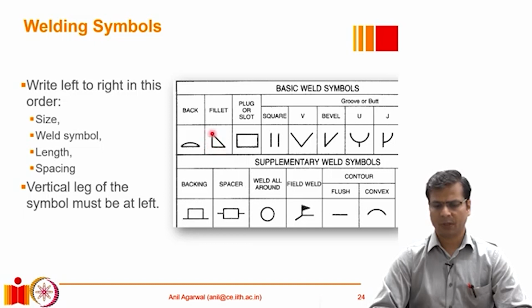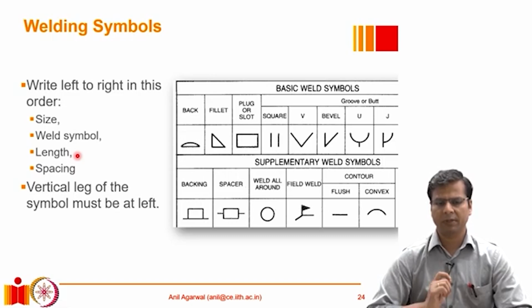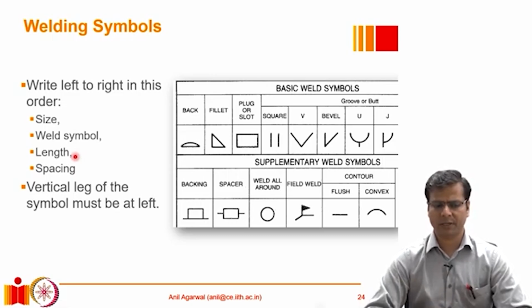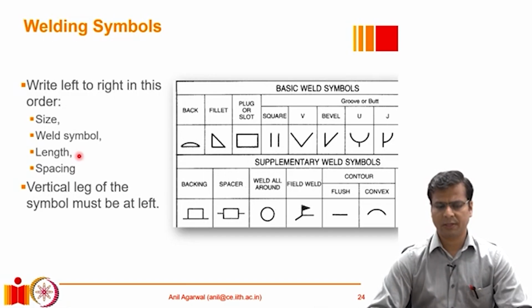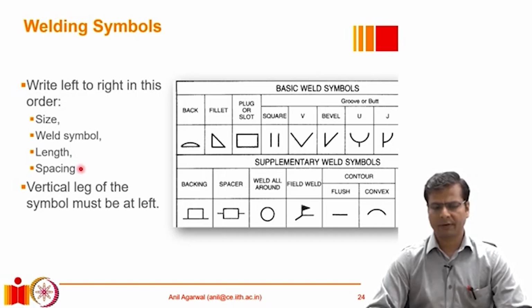So whether we will put a fillet or we will put a square or we will put a V and so on. Then subsequent to that, we will mention the length. So if the length is not what the obvious length is, so if some of the welds could be throughout the length of the member, then we don't have to mention the length. If that is not the case, we need to mention the length of the weld also. And then if it's an intermittent weld, then we mention the spacing. Then all the other symbols are also provided on that same arrow. When we mention fillet weld, we have to make sure that the vertical leg should be at the left.